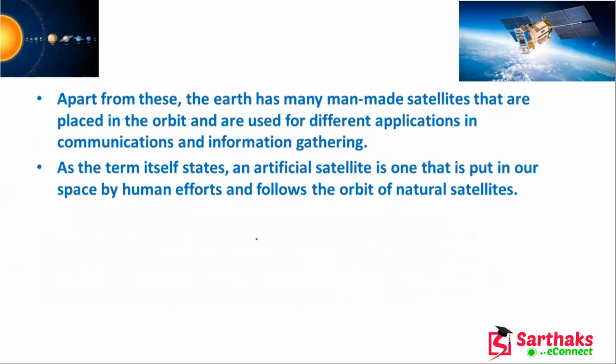Now, apart from this, the Earth has many man-made satellites that are placed in orbit and used for different applications. The diverse applications we have already discussed. As the term itself states, an artificial satellite is one that is put in space by human efforts and follows the orbit.